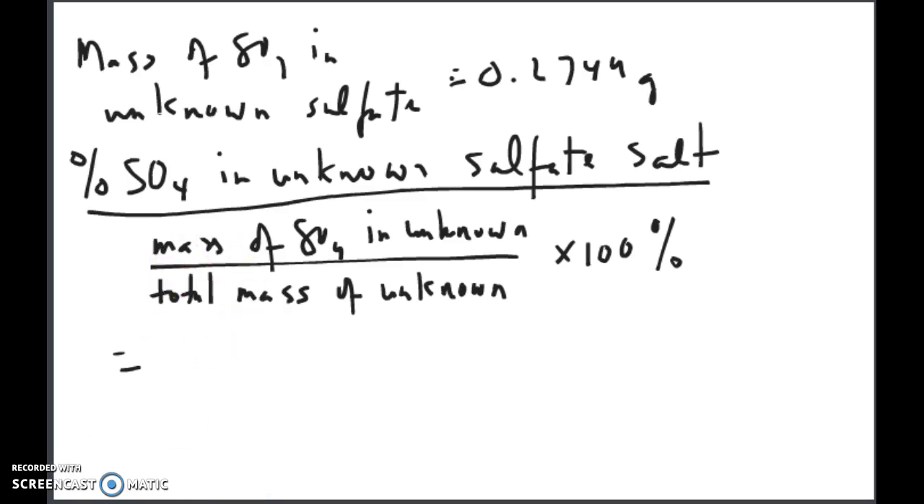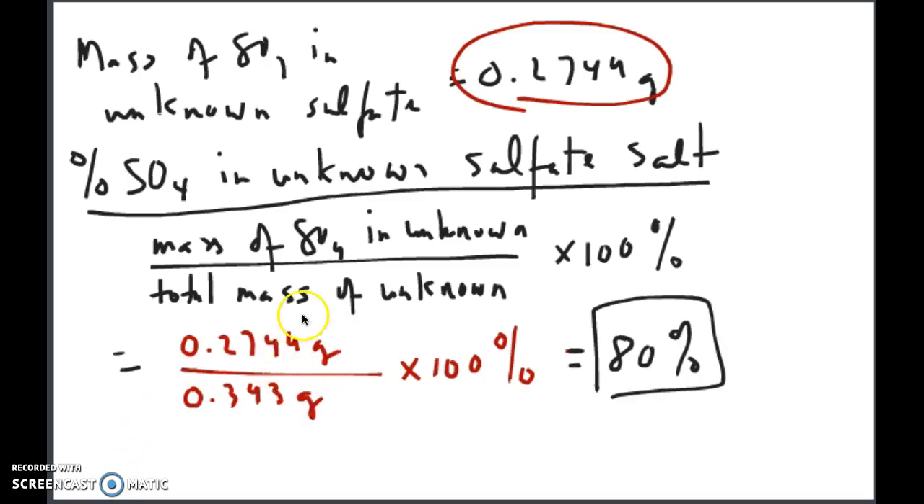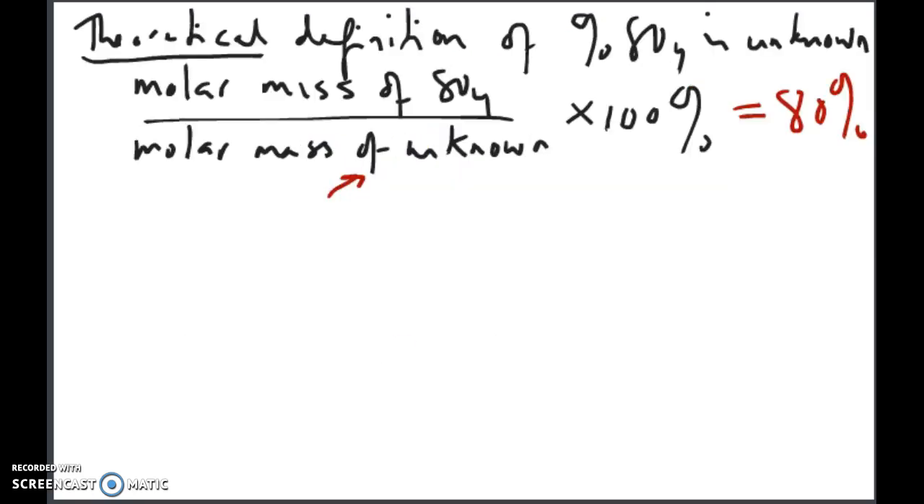Notice that this is slightly different than calculating percent composition using molar masses, because in this case we're just using the mass that we measured experimentally. If I plug in the numbers for those two masses, what I get is 80% sulfate in my unknown sulfate salt. Here's where things might be a little tricky. Once I figure out that my unknown salt contains 80% sulfate, I want to go back to that other definition of percent composition, which is using molar masses.